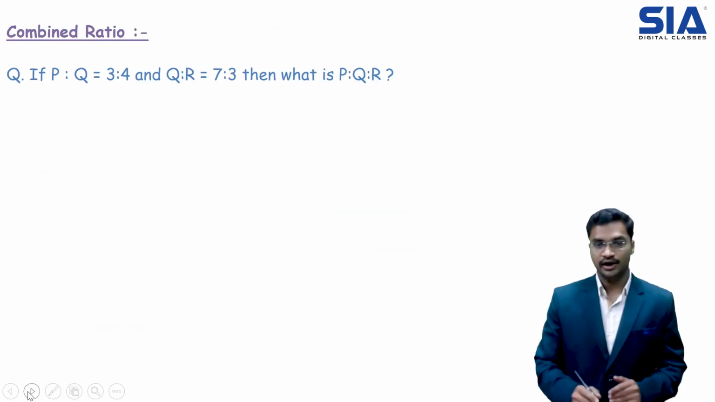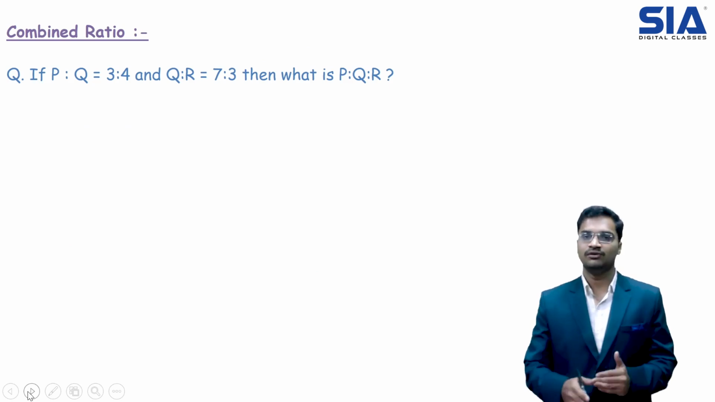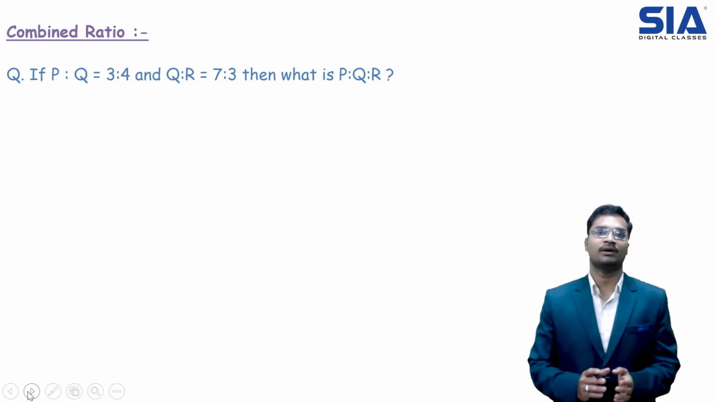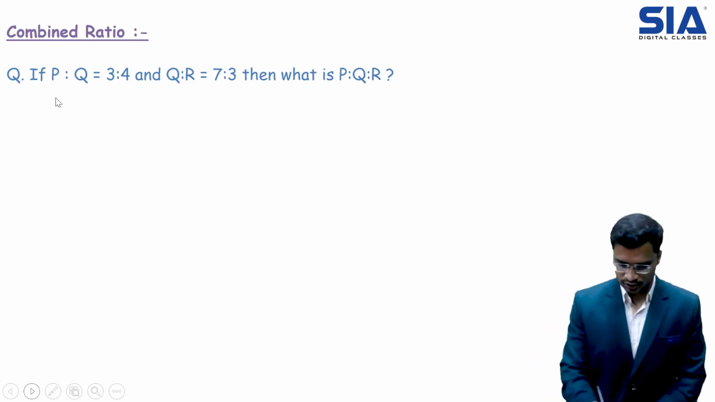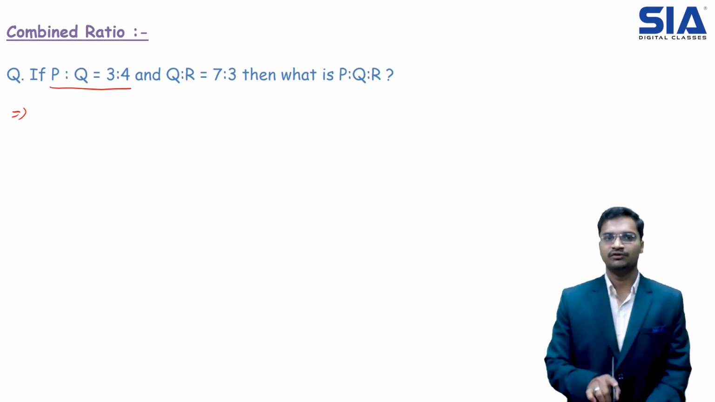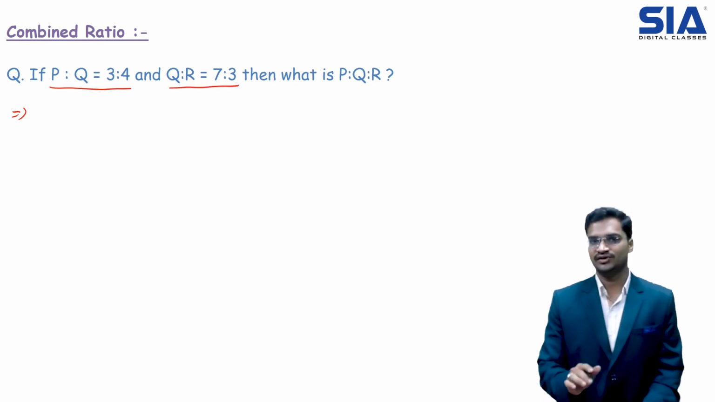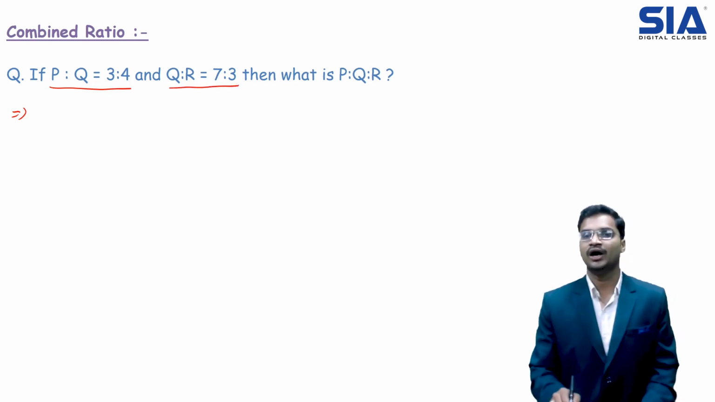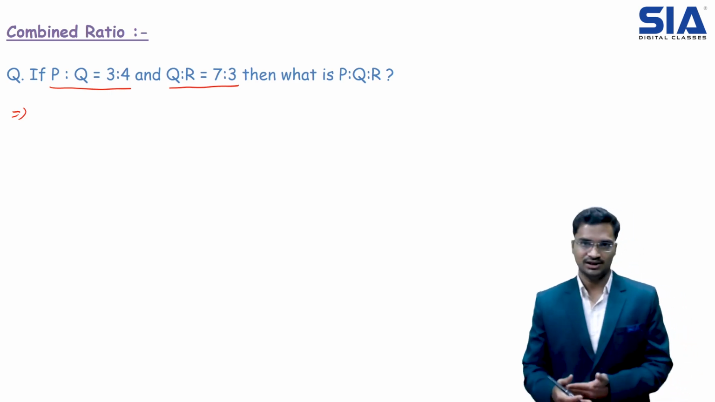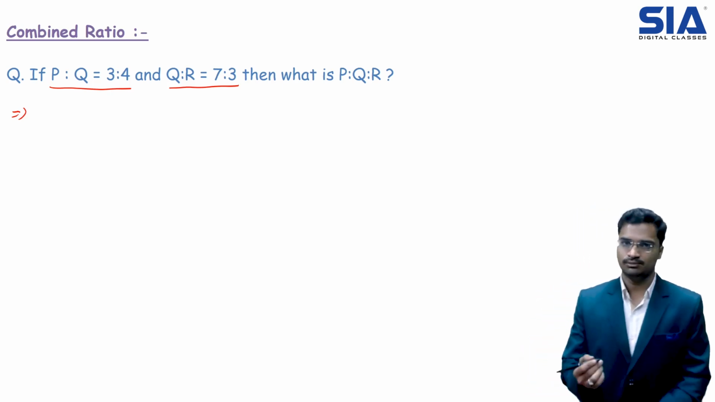Now coming to the next concept, which is combined ratio. In our ratio topic, we will be getting some questions from the combined ratio. So let us learn how to combine two ratios together. Here two ratios are given. If P:Q is 3:4 and Q:R is 7:3, then what we have to do is find P:Q:R. There are multiple methods of solving this combined ratio question. So let us see some methods.